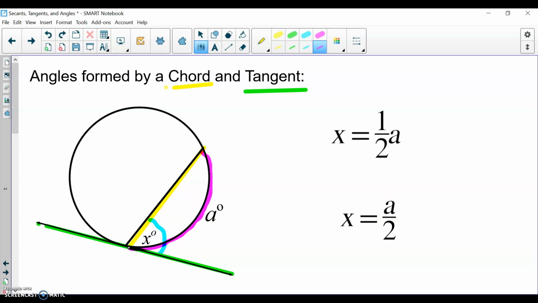So a formula that relates the relationship between angle X and arc A is again one of these two formulas. They represent the same thing. So for the value of X, we can take 1/2 times the intercepted arc, which is the same thing as taking our intercepted arc and just dividing by 2. So I use the second formula only because division by 2 I think is a little bit easier than worrying about the fraction 1/2.